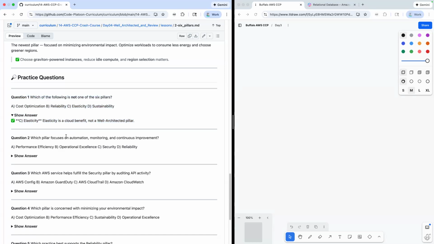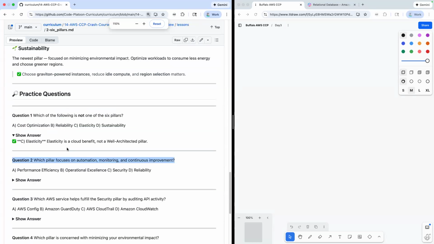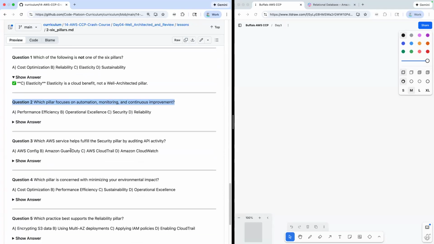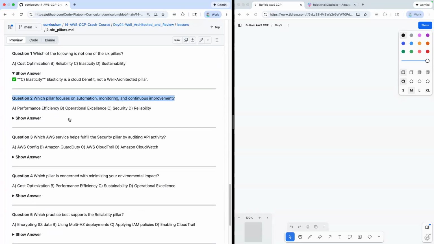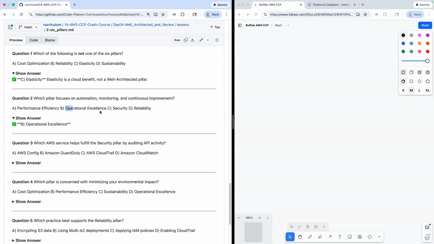Ryan, what pillar focuses on automation, monitoring, and continuous improvement? Is it B? Yes, sir. Operational excellence is about automation, monitoring, and continuous improvement.